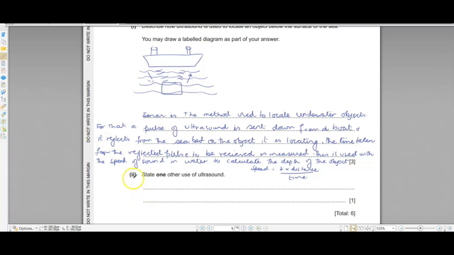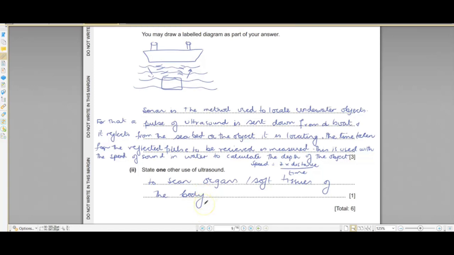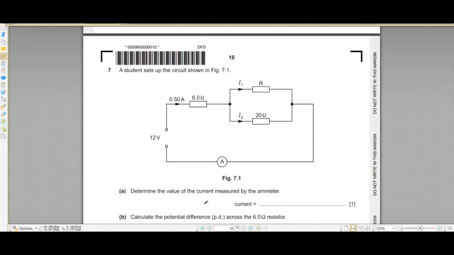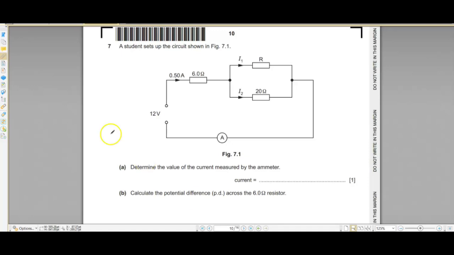Okay. And part 2, state one other use of ultrasound. Obviously, one use of ultrasound is to scan soft tissues of the body. Organs, soft tissues of the body. Okay. Moving forward to question number 7.